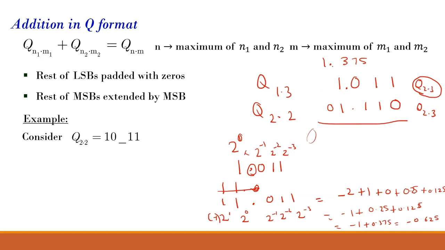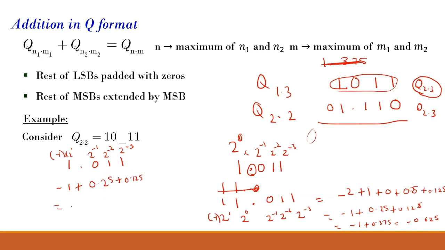Let me correct it. So this will actually be Q1.3. The value of this is also, let me write again, I actually made a mistake. 1.011. This actually is 2 raised to -3, 2 raised to -2, 2 raised to -1. This is -1 into 2 raised to 0. So this will be -1 plus 0.25 plus 0.125. So this is also equal to -0.625. Yes, this is correct. This will be -0.625.